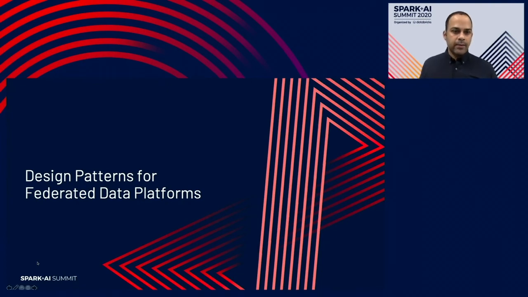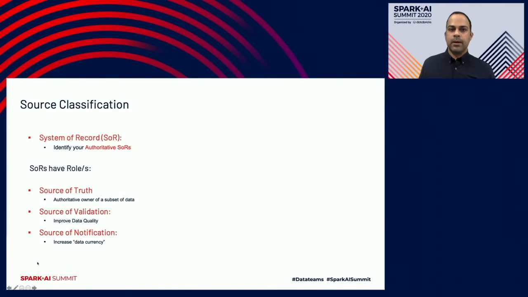Let's look at some design patterns for federated data platforms. Right, so the entire process begins with what we call source classification. Basically, we identify our authoritative systems of record. Once we do that, they can play one of three roles. They could either be a source of truth, or the authoritative owner of a subset of our data. They could be a source of validation, which we then use to validate against and improve our data quality. Or they could be a source of notification, essentially to increase the data currency. Data currency is basically the extent to which our data is up to date.